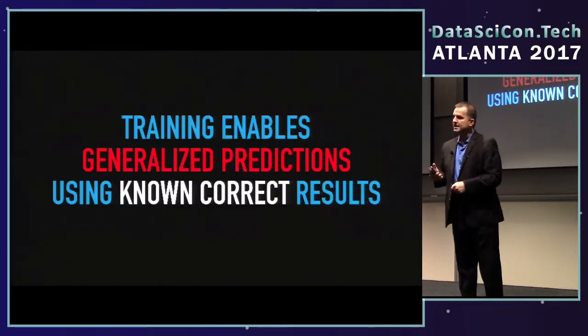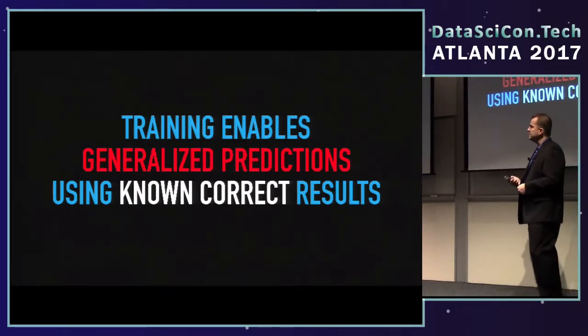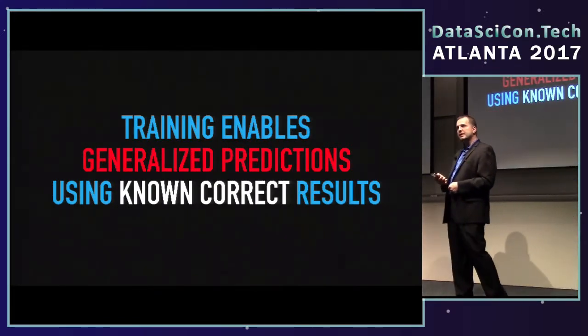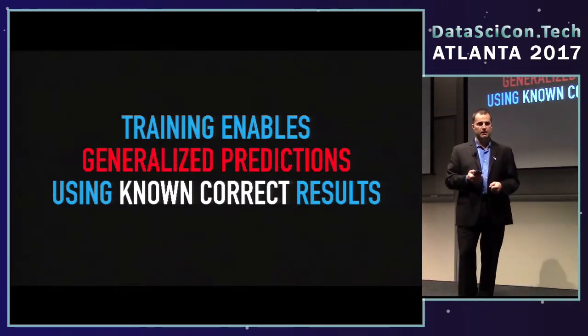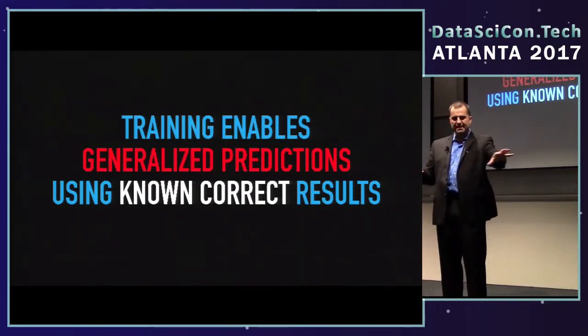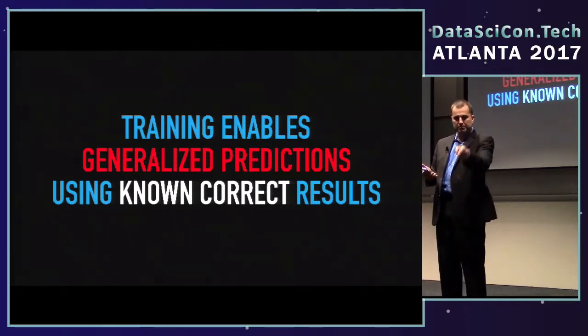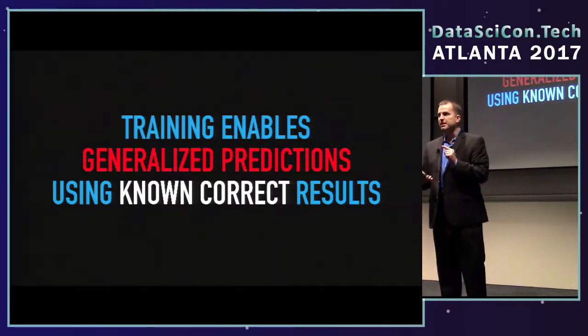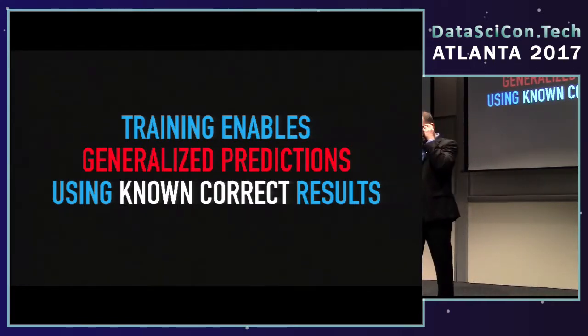Training enables generalized predictions using known correct results. And what that means is that you have a bunch of training data, and you're not memorizing the results in it. You're not saying, oh, I have a labeled data set. It's called supervised learning. I have a data set that I'm going to learn off of, and I'm going to say, I've memorized that one, I've memorized that one, I've memorized that one. Because you can memorize all those, but if you're memorizing, then when you get to something that's new, you go, I don't have that. What do I do?